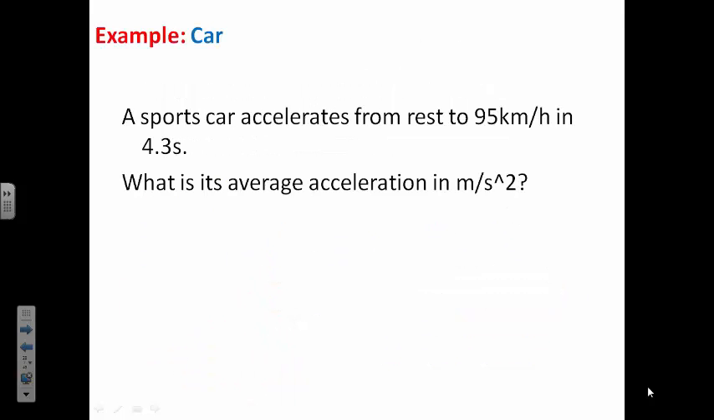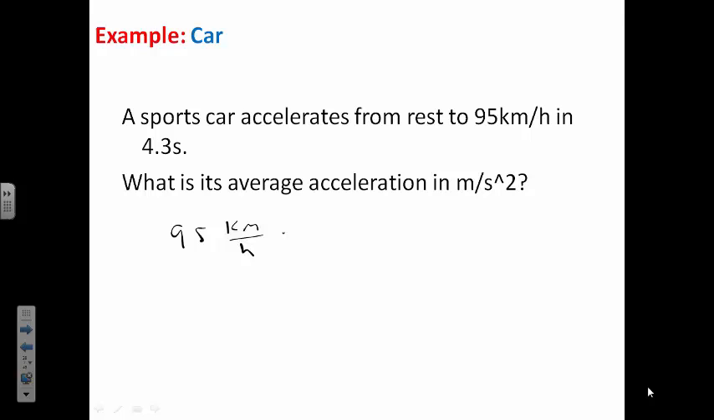So what we want to do now is look at some simple cases of average acceleration in one dimension. If we have a sports car that accelerates from rest to 95 kilometers per hour in 4.3 seconds, what is this average acceleration? Well, first what we need to do is take our 95 kilometers per hour and convert it.